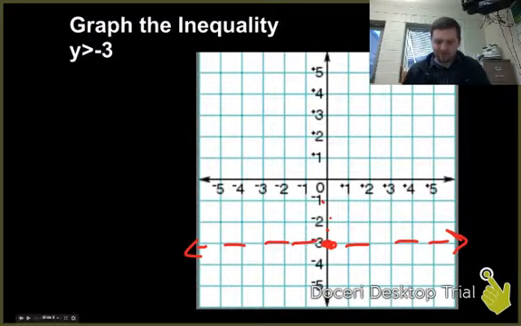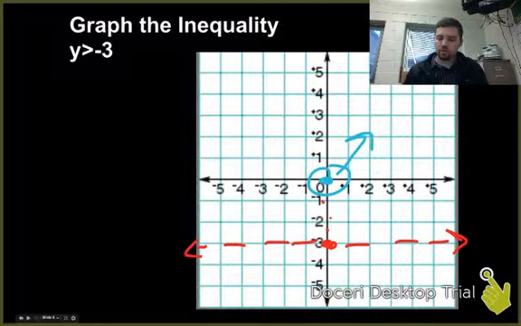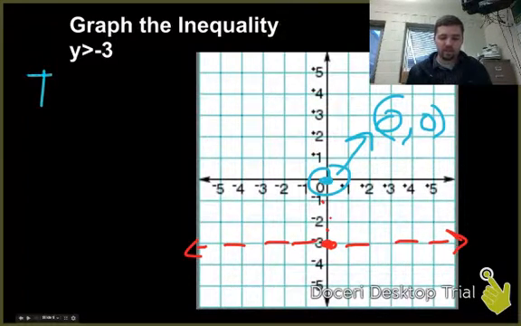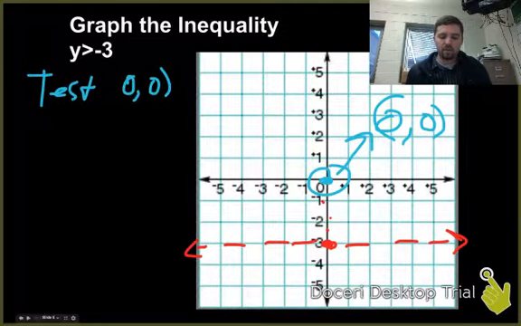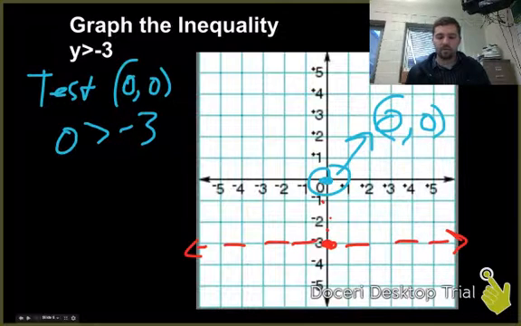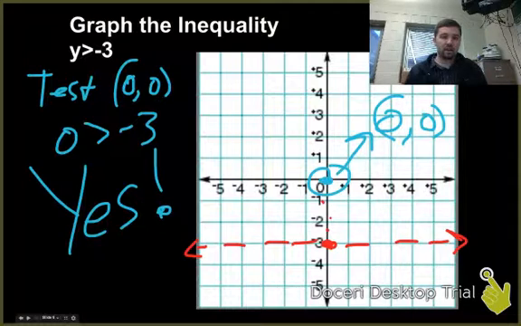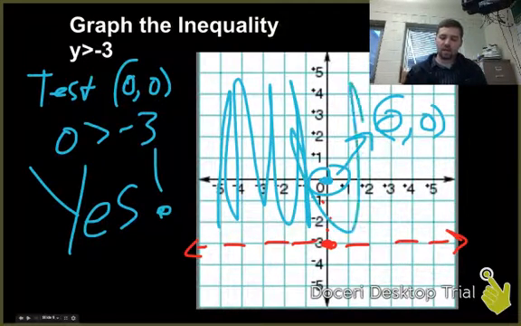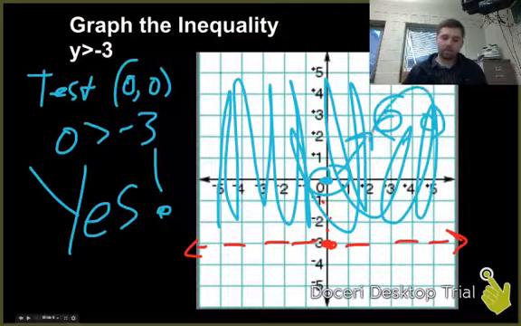So next thing I do is pick a point. Well, let's pick this point right here, 0, 0. Okay, so choose 0, 0. That's my test point. So I'm going to test 0, 0. And this will be pretty handy because all I have to do is say, well, is 0 greater than negative 3? Is that true? Yes. Because that is true, that means every point above the line will also work. Okay, and that's how I would graph that.